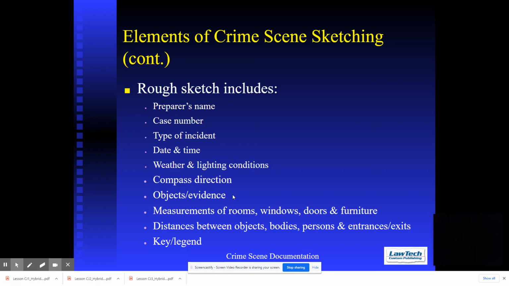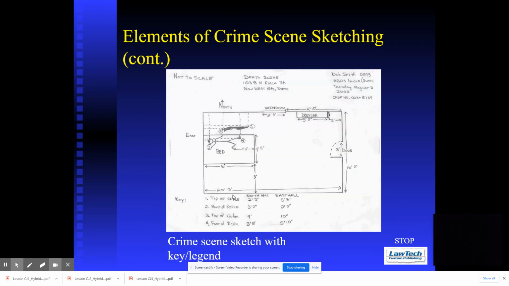And then we want measurements of everything, not just the evidence. We want measurements of the rooms, the windows, the doors. It's going to be really hard to do an elevation sketch later if you didn't get the height of things like windows and doors and dressers when you were doing your initial investigation. The distances between objects, the relationship of different objects, and then a key or legend so that we can get an idea of what these markings are on our sketch without cluttering it up by labeling inside the drawing.